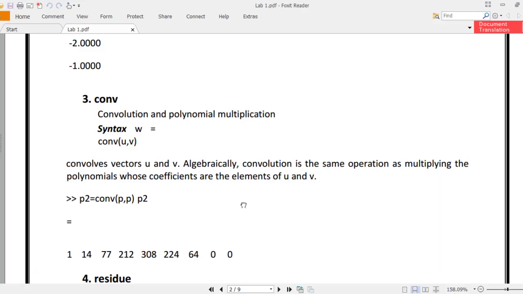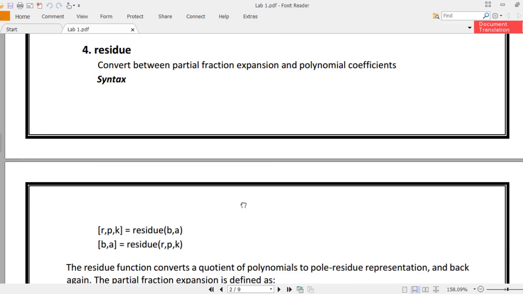Now we move further to the residue command, which gives the partial fraction expansion and polynomial coefficients. So the residue command basically splits the rational expression into its partial fractions, and it's a toggle command. It depends on the number of inputs and outputs that you declare, that is how it should function. What do I mean?